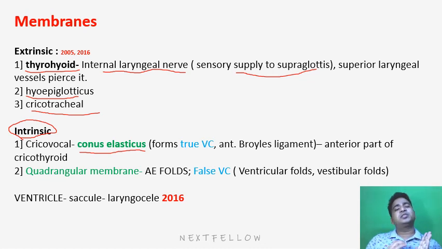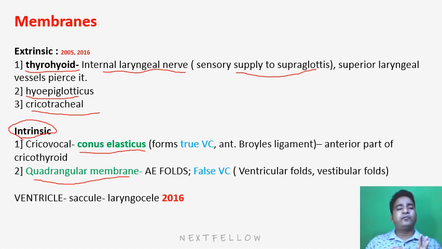So this is also known as conus elasticus, which is forming the true vocal cords and anterior Broyles ligament. And this is the interior part of the cricothyroid. Then comes the quadrangular membrane, and the rest of the structures are formed by the quadrangular membrane, like the aryepiglottic folds or false vocal cords, like the ventricle area of the larynx, and ventricular folds, vestibular folds.